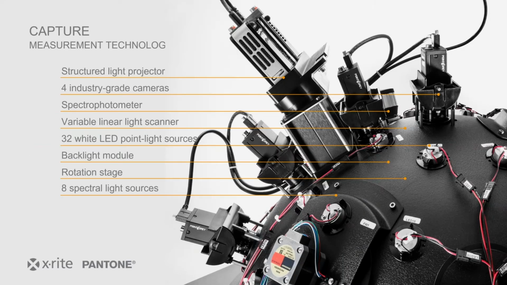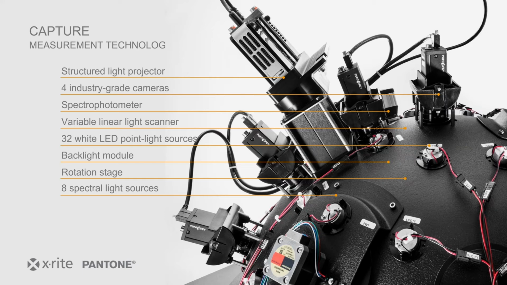Inside of the scanner, we have a number of different technologies to help to do these measurements, such as a structured light projector doing the texture measurement. The industry grade cameras are doing all the images that are then used to fit to the final AXF material. Spectrophotometer and variable linear light scanner, which the light scanner helps in actually measuring things like the color travel.